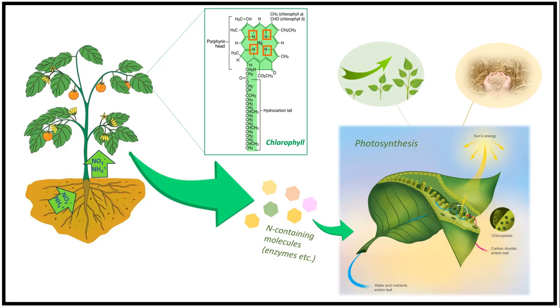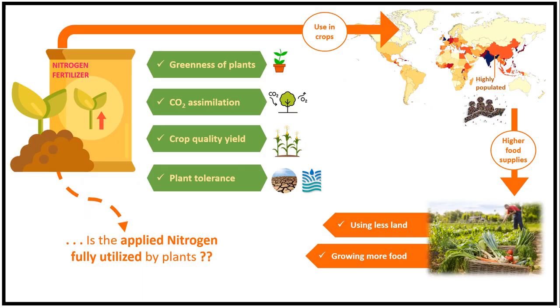Nitrogen also plays a crucial role as an energy transfer compound within the plant, ensuring that energy is available whenever the plant needs it to optimize yield. As a result, the application of nitrogen can increase the greenness of plants, the rate of carbon dioxide assimilation, and crop quality and yield. It has also been shown to improve plants' resistance to environmental stresses, such as limited water availability and saline soil conditions.